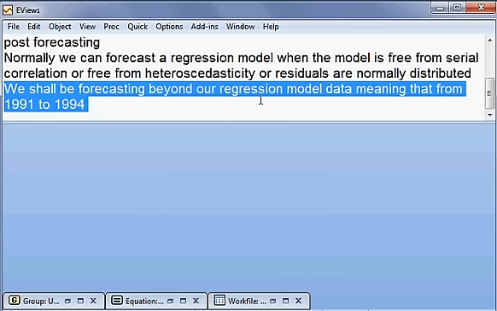Okay, actually what we did last time, we estimated the model using data from 1980 until 1990, and we shall be using the data from 1991 to 1994 for forecasting. Okay, so this is our model, right?